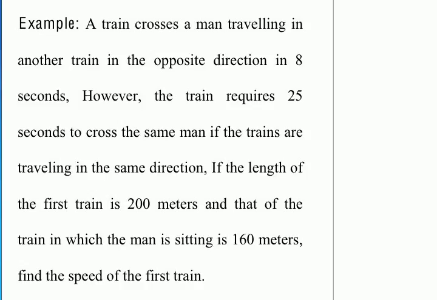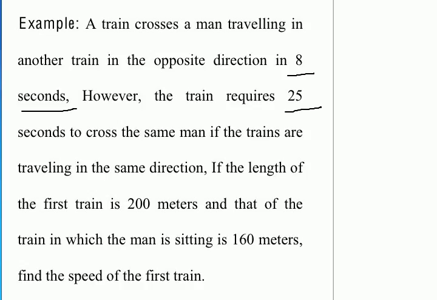A train crosses a man traveling in another train in the opposite direction in 8 seconds. However, the train requires 25 seconds to cross the same man if the trains are traveling in the same direction. So what happens when you travel in the same direction? The relative velocity or relative speed is the difference of the two speeds, and when you travel in the opposite direction, the relative speed is the sum.